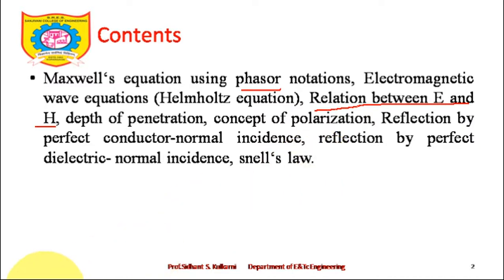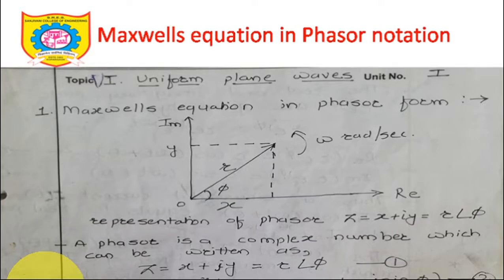So let's start with the first point, Maxwell's equations in the phasor notation. To understand Maxwell's equation in the phasor form, first of all you try to understand what phasor form exactly is, so that it becomes easier for you to represent them in the Maxwell's equation. So before starting with that, let's revise the concept of the complex number.